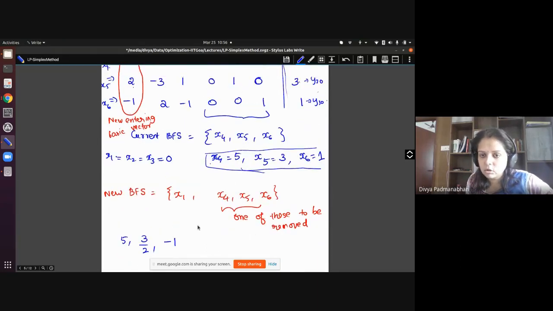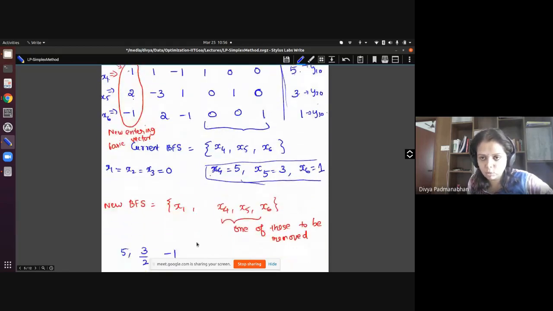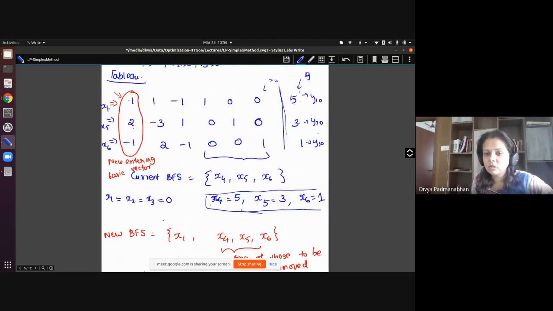Okay, so the ratios I took were 5, 3/2, and -1. Of these, I need to take the smallest value which is greater than or equal to 0. So this one gets ruled out, and the only values are 3/2 and 5. The smallest is this 3/2, so that corresponds to this row.